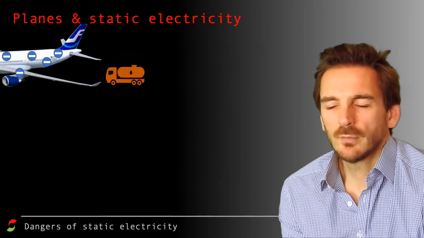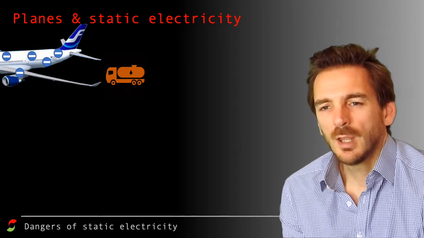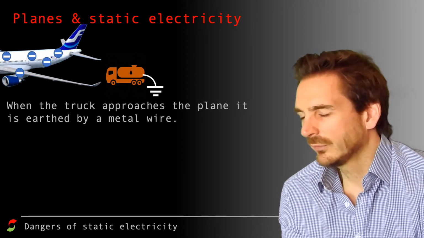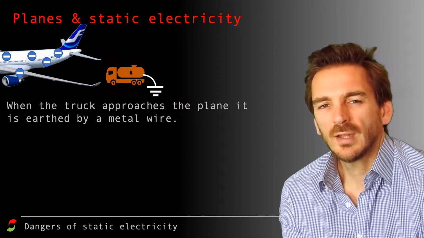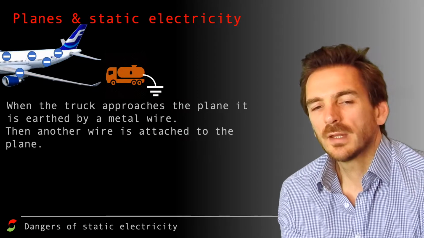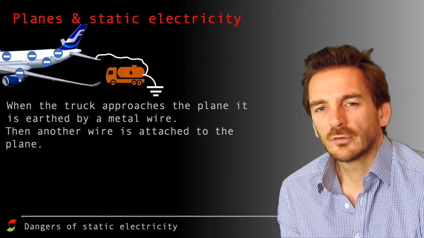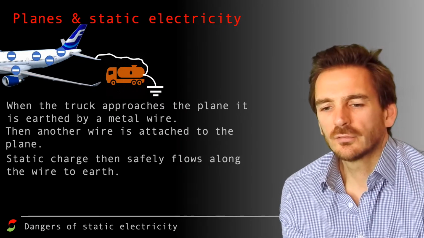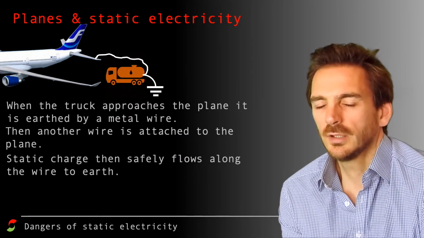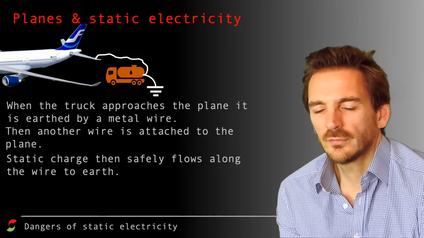So instead, we've got a negatively charged plane, and we've got the fuel truck that comes up to the plane. And before the fuel truck does anything with the plane, it earths itself, which is this symbol here. So there's a metal wire attached to the earth. And then the fuel truck attaches a wire from it to the plane. And what that allows is any excess charge that's on the plane to flow nice and safely down to Earth with no sparks, no ignition of fuel, no explosions. So that's the first danger averted.